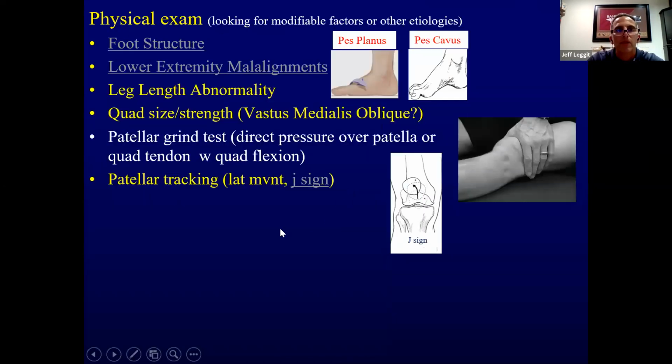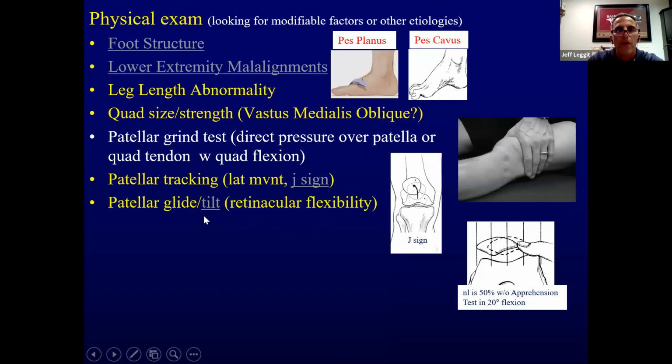So going back to our physical exam, the other thing we want to talk about is patellar glide and tilt. When we talk about glide or tracking, we actually try to move the patella both medially and laterally. Normal is under 50% without any apprehension, meaning the patient doesn't complain about it. And you need to do this in about 20 degrees of flexion, so you kind of unlock the knee. So that's what the glide would be.